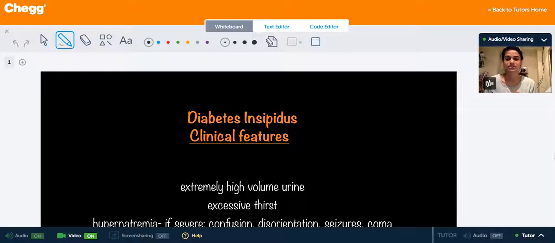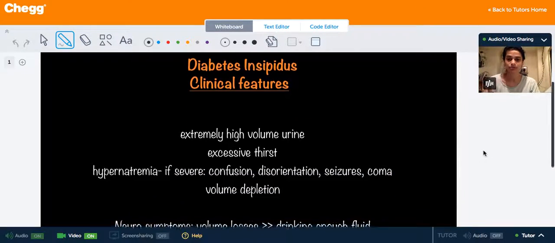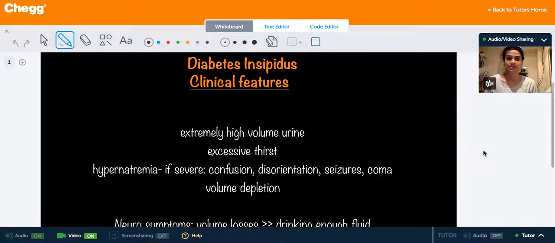So the clinical features is basically extremely high volume urine, right? And this is leading to a lot of water loss. So this is going to cause excessive thirst. And because of that, you're drinking water, but you're losing water through the urine. You're losing a whole lot of dilute urine.